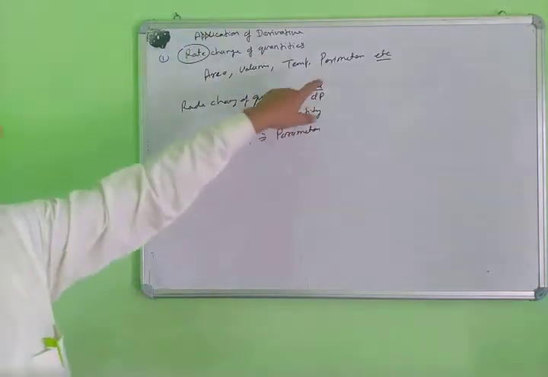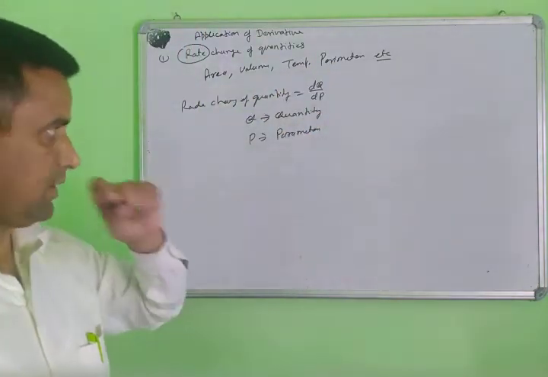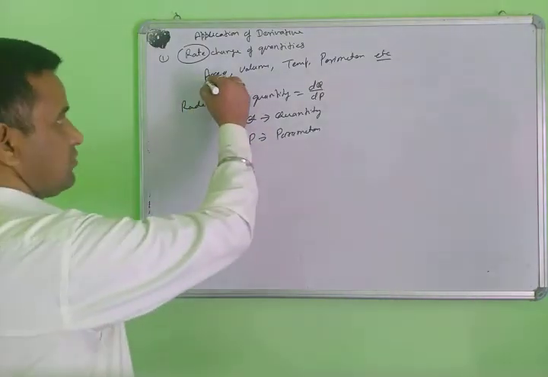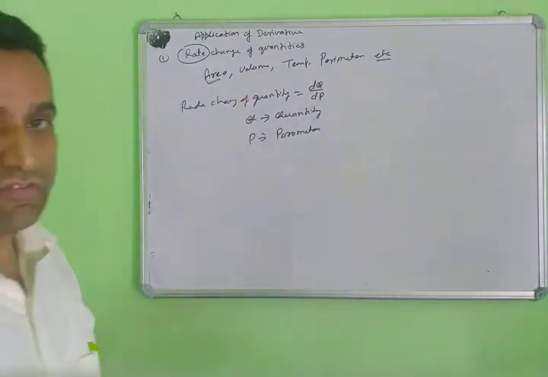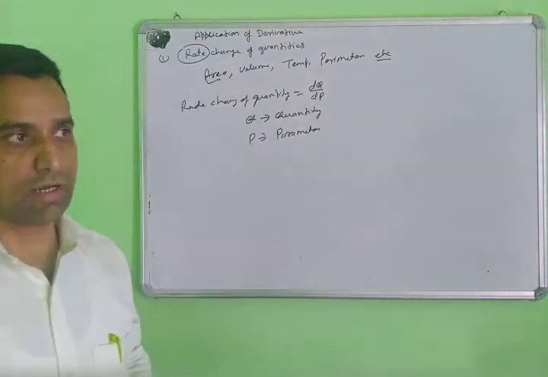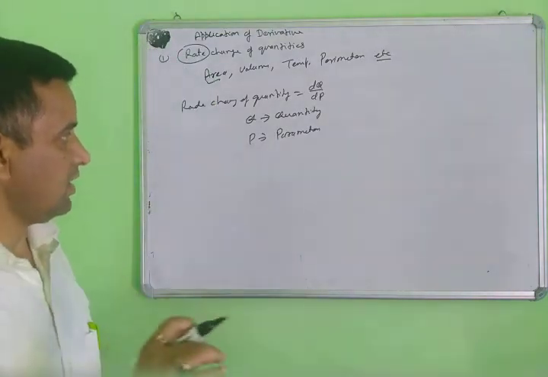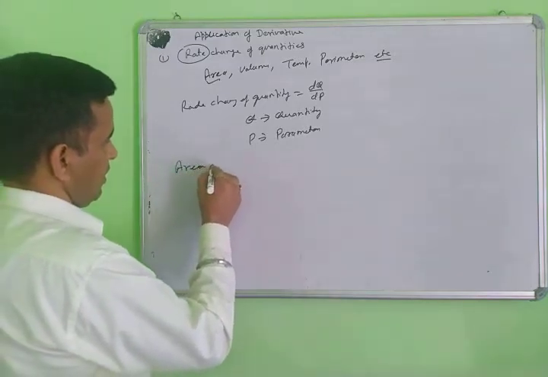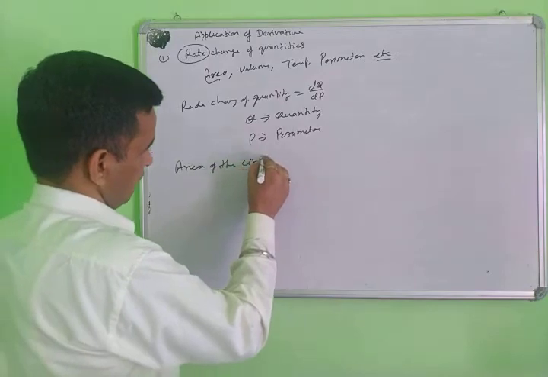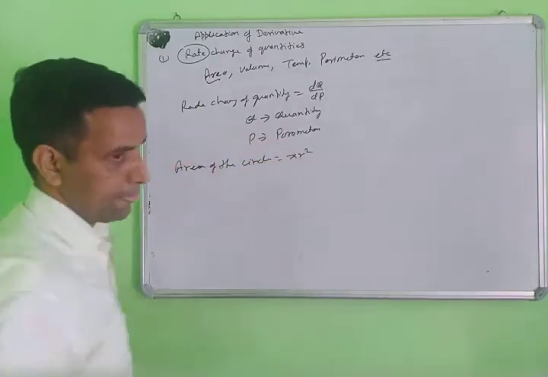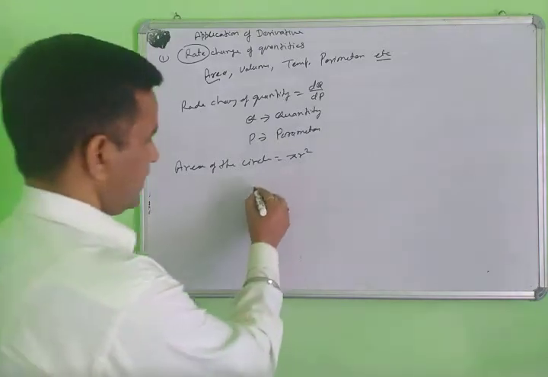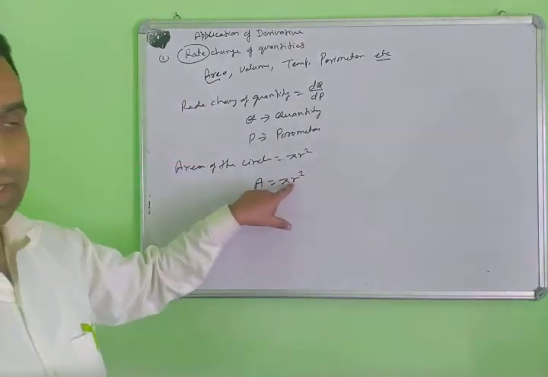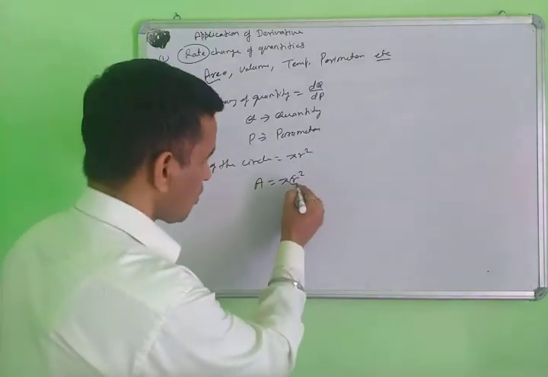What is the parameter? Both are different here. A parameter means, suppose I am taking the area first as the quantity: the area of a triangle, rectangle, square, or circle. Suppose I am taking the area of the circle. The area of the circle is pi r square, meaning the area depends on the radius. So this radius is called the parameter.